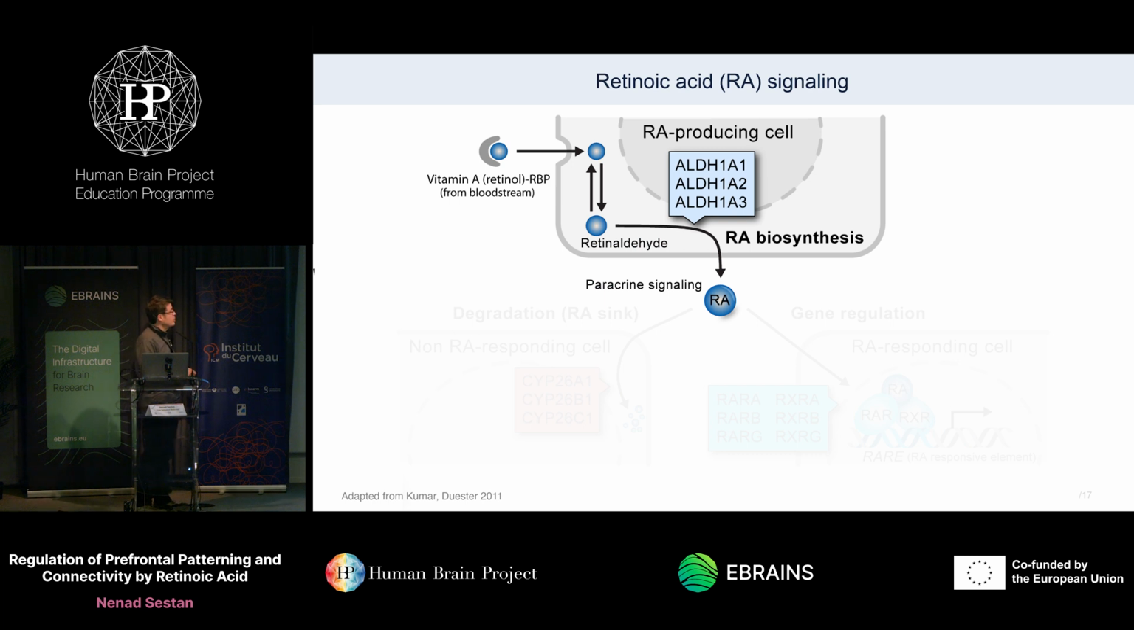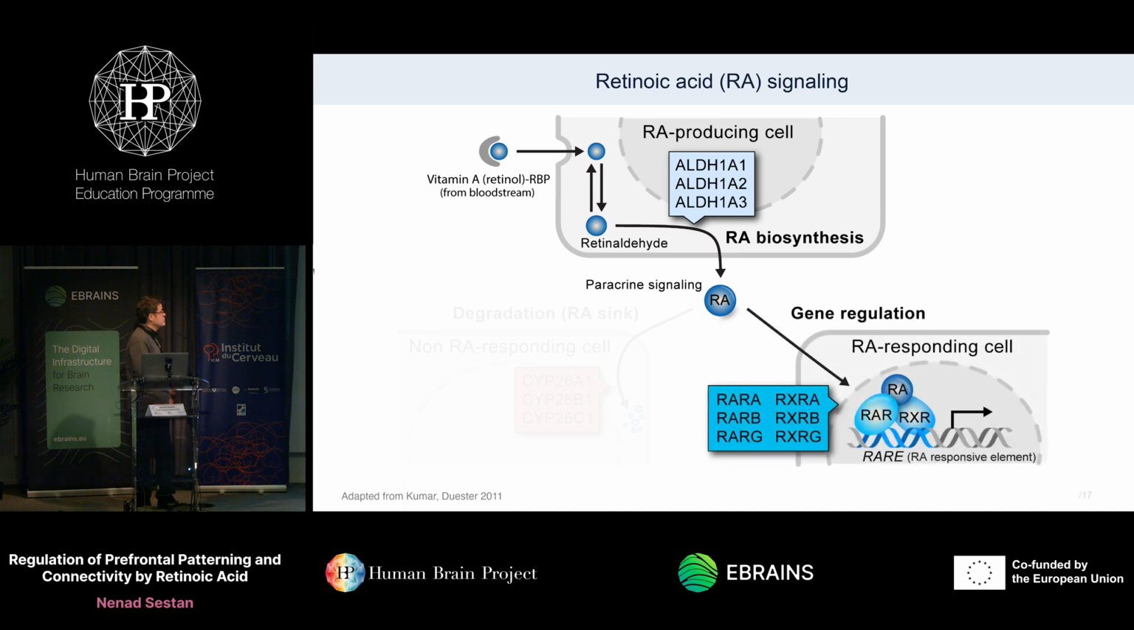So retinoic acid is a small molecule. Actually, I think it's the first molecule that has been shown to be important for patterning of the central nervous system. It has been classically associated with the patterning of the caudal part of the nervous system, neural tube, the spinal cord, but in this case, I'll show you the evidence that it does this also in prefrontal cortex. So retinoic acid is generated from vitamin A, that's why you need vitamin A, and cells that express one of the three enzymes, ALDH1A1, A2, and A3, can make retinoic acid, which is then released.